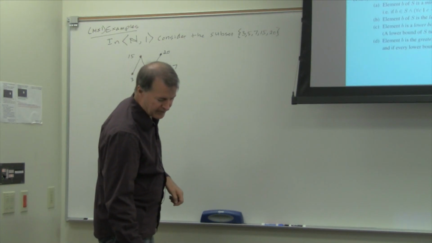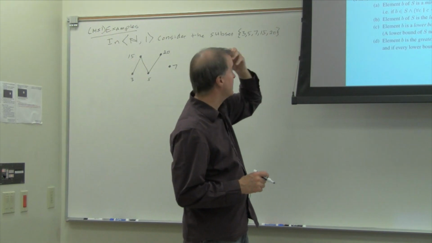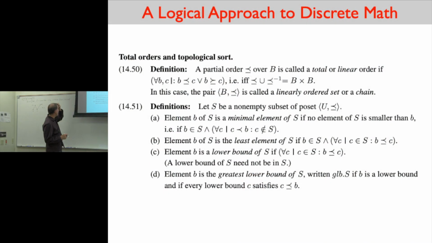All right? Now, let's see the first definition which says minimal element B of S. Notice that here, S is a non-empty subset of this poset. Are you with me on that? Now what does it say? If no element of S is smaller than B. B is an element of S, so first of all, in order for it to be minimal, it has to be one of these. And furthermore, for all C in the range, if C is less than B, C is not in S.